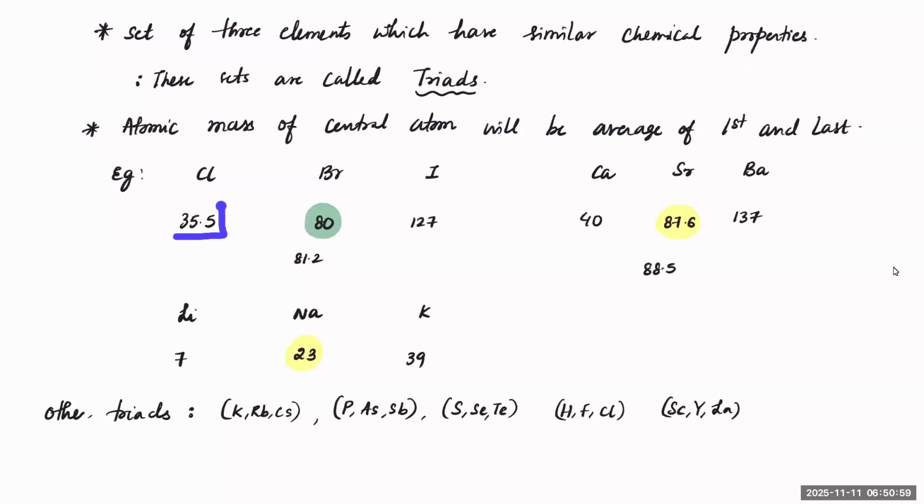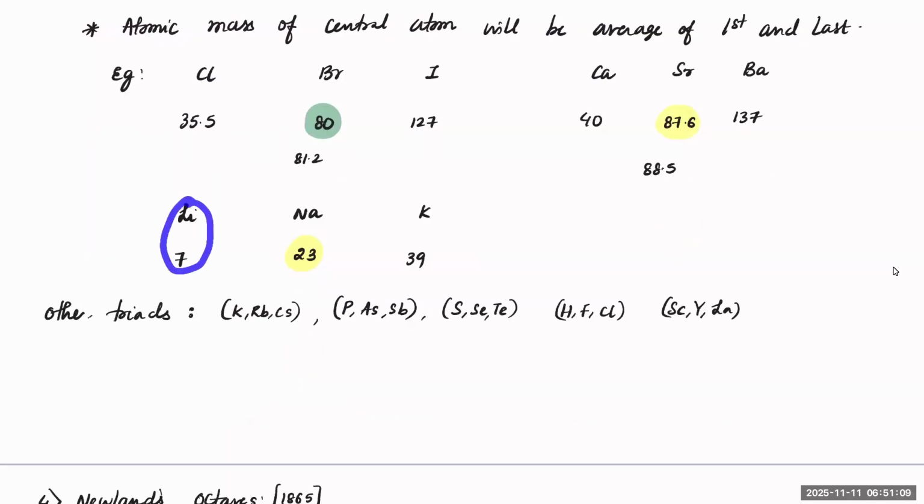Which you could notice from the values itself, 35.5, 127. Average comes to be around 81.2. Similarly, lithium and potassium, and the average comes to be 23, which is sodium. Calcium and barium, strontium comes to be the average around 88.5. The actual value is around 87.6.